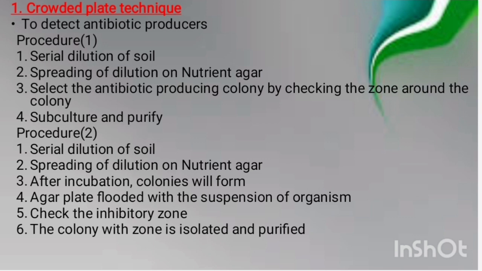Agar plate with 100 to 300 colonies, after incubation, is flooded with the suspension of test organism. It may be Staphylococcus or other organism. Then again incubate that plate. The formation of inhibitory zone around certain colonies indicates antibiotic activity. Then the diameter is measured in millimeters. That colony is isolated and purified.